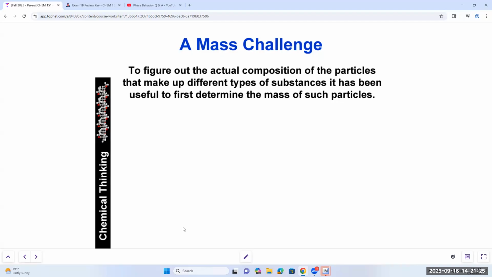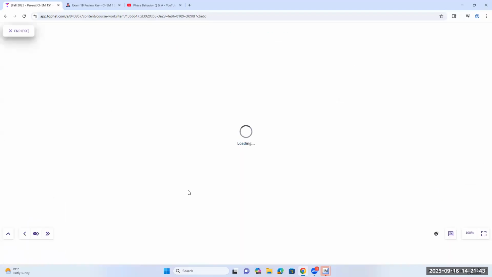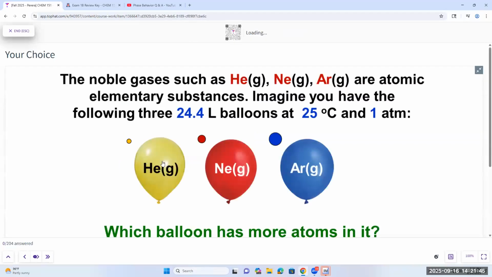Now, here's the problem though. How can we get 50 tiny particles? How can we get the same number of, say, oxygen and nitrogen, or maybe helium, neon, or argon? To think about that, I want you to tackle this problem.